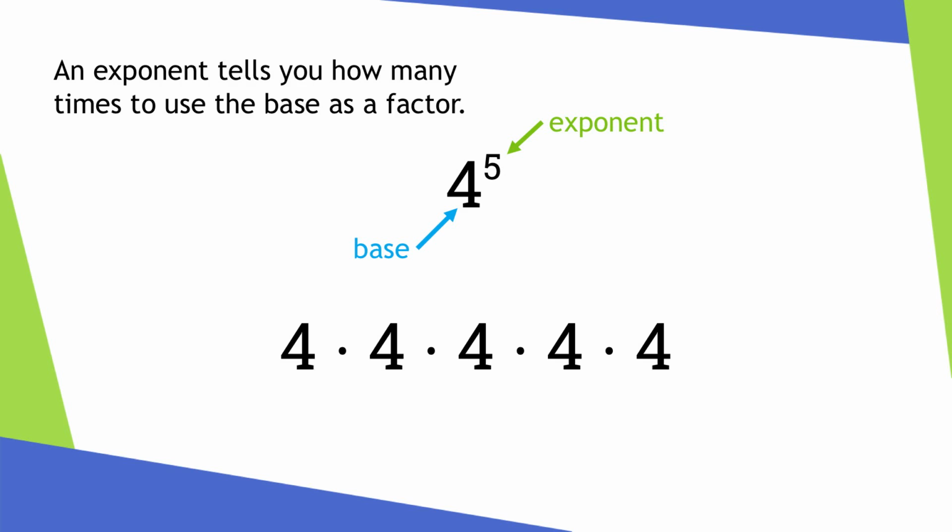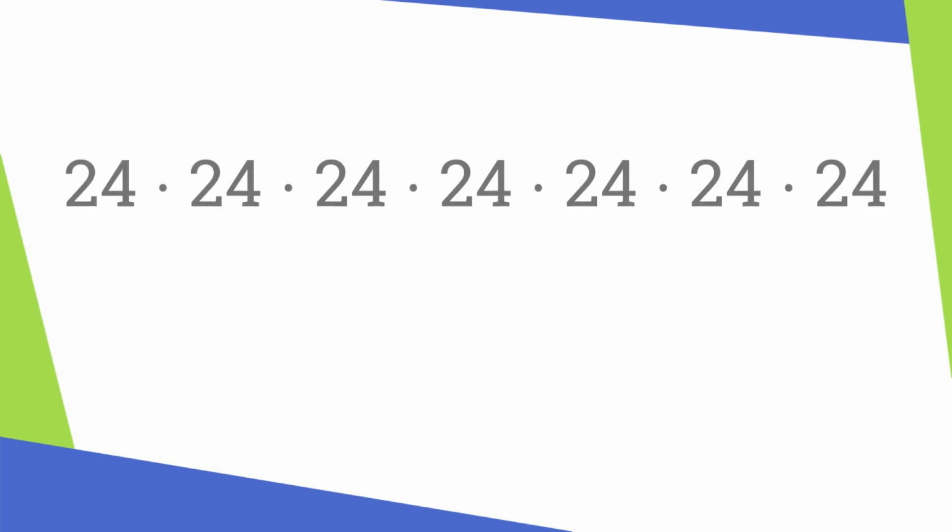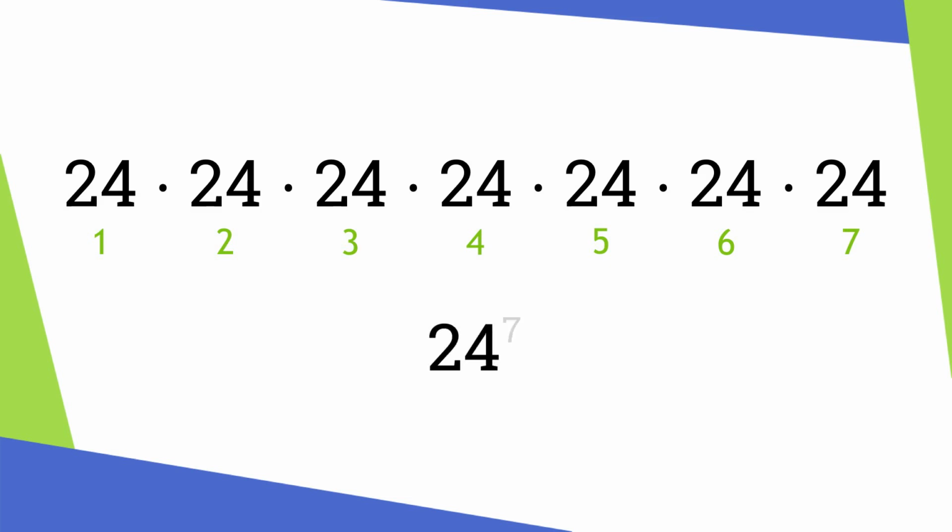Exponents are used to take long multiplication expressions and make them easier to write, like this expression here. 24 times 24 times 24 times 24 times 24 times 24 times 24. That's a lot of 24s. We can simplify that expression by using an exponent. The number 24 is used as a factor a total of 7 times. So 24 is the base and 7 is the exponent. We can read this as 24 to the 7th power, or 24 to the 7th.